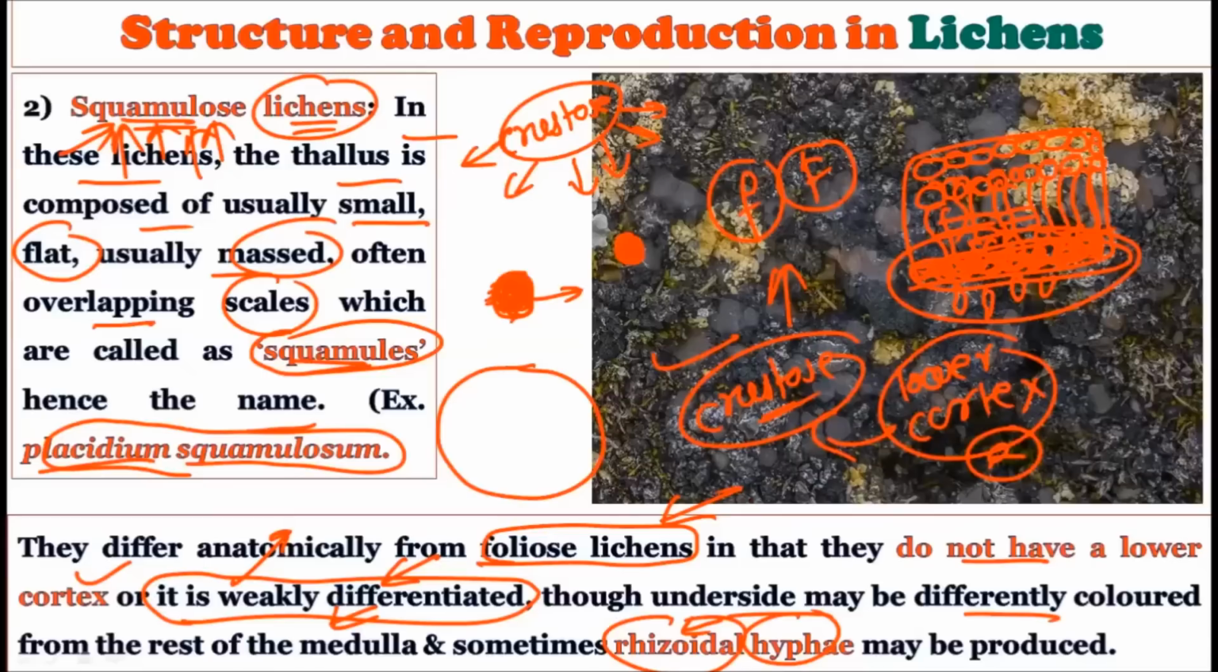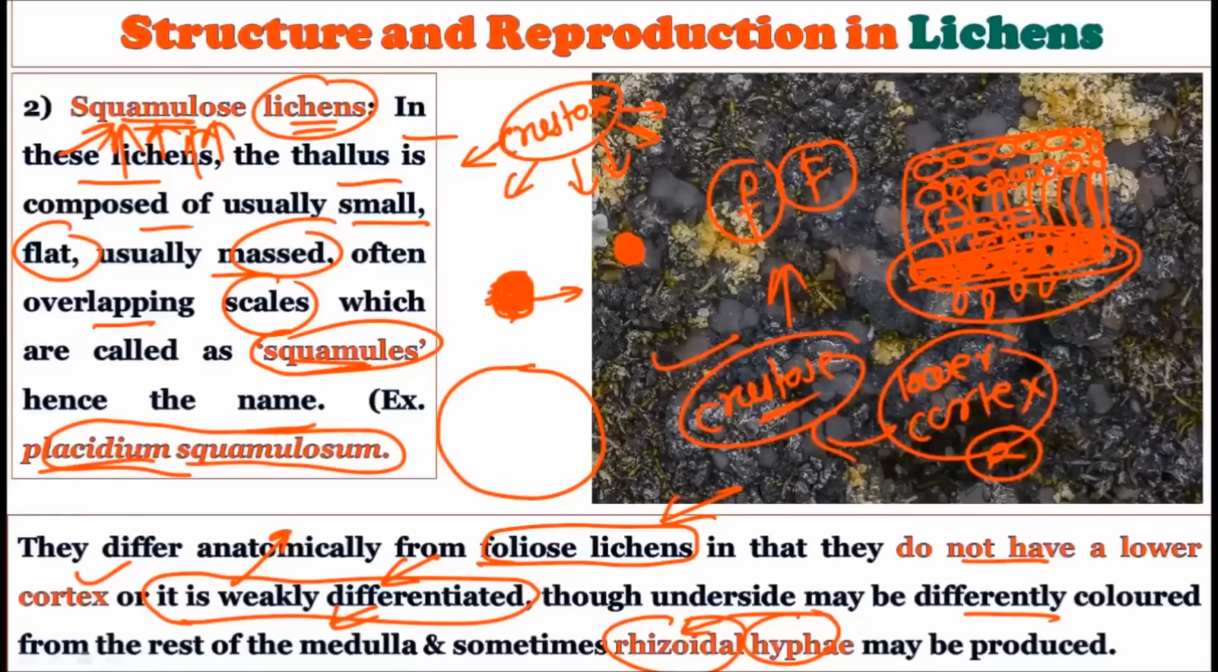There is a subcolored portion below the medulla region, and sometimes some members also show the rhizoidal hyphae, and that is why we are saying that it is more advanced as compared to the Crustose lichen, but less advanced as compared to the Fruticose and the Foliose lichen. This Squamulose lichen shows very small flat structures, which are called squamules, and hence the name Squamulose lichens. An example is Placidium squamulosum.